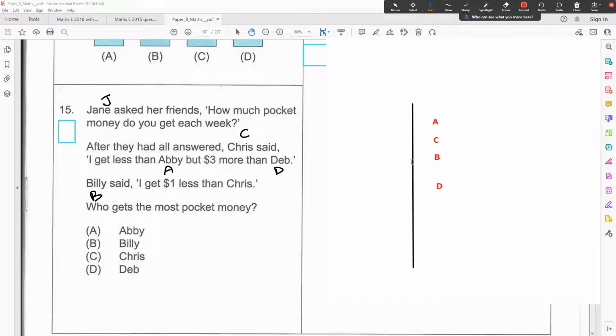So if I have to write this out now, Chris said he gets less than Abby, but three more than Deb. Are we done? Who gets the most money? Abby. Can you see? Yeah. Also, the first time when you were done, like when you were doing the letters.